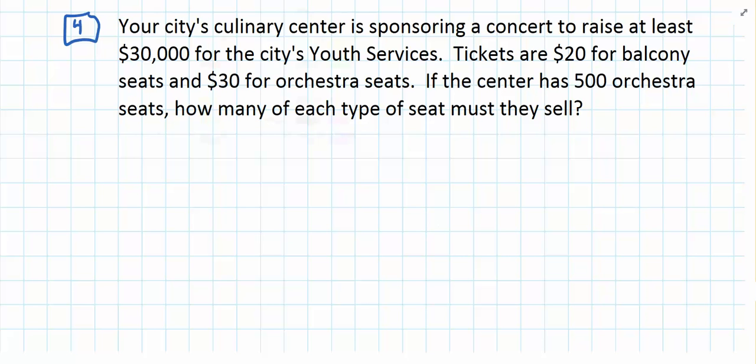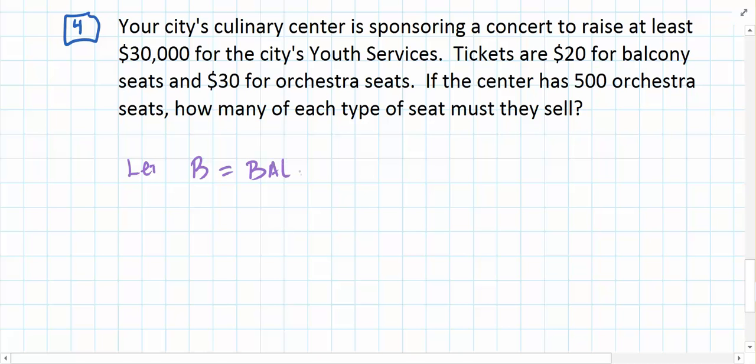Let B equal balcony. Okay. B is balcony. What else do we have? Let Y equal orchestra? You want Y to be orchestra? No, O equal orchestra. Okay. No, you should do R for orchestra. The O is going to be like 0. Just do X and Y. Just put it as R. Yeah. Okay, R is orchestra.